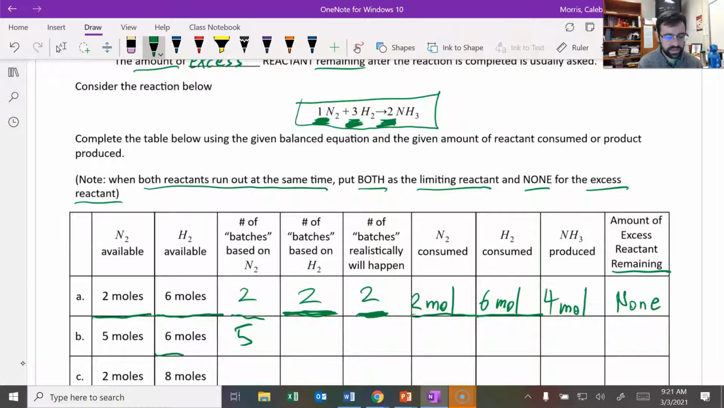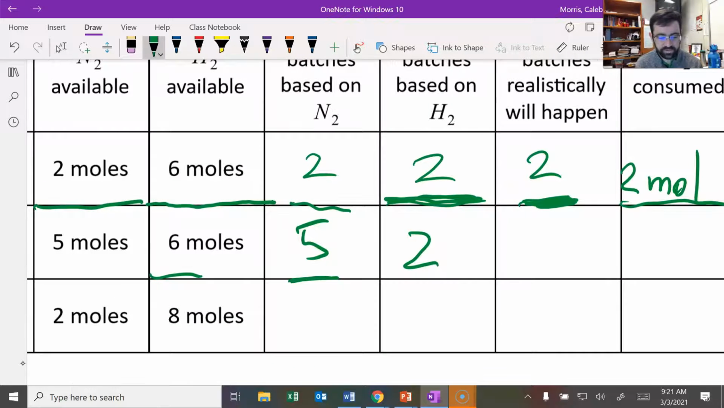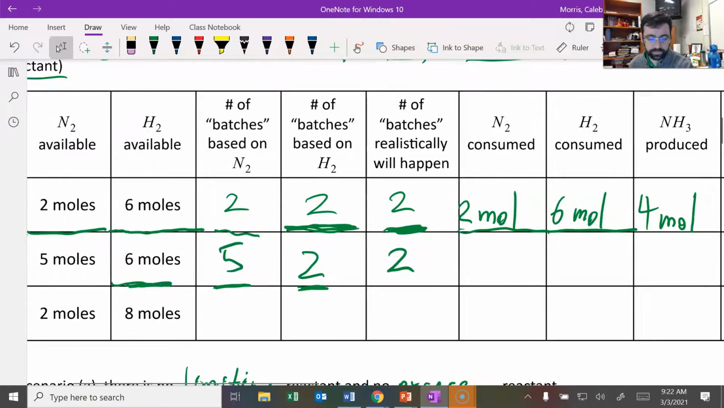Now let's look at the H2. I have 6 moles of H2. Okay? That is twice the number 3, right? It's 2 times as much as the recipe calls for, so I can make 2 batches. Okay, how many could I realistically make? Well, I couldn't make 5. If I tried to make 5, I would run out of hydrogen, so I can only make 2. Realistically, I can make the smaller number. Just like in the sandwich metaphor that we used, we can realistically make the smaller number of sandwiches.